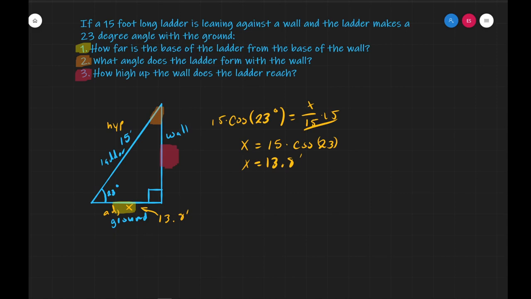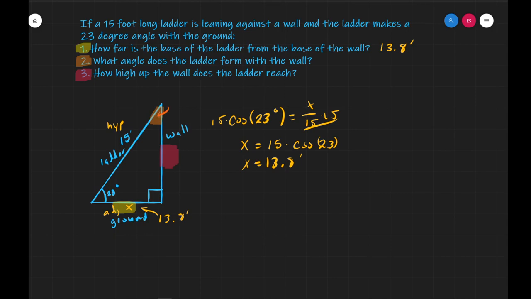Hopefully this makes sense: 23 degrees is not a very large angle, so this triangle is not really drawn to scale at all. At 23 degrees, it's laying really flat. So if I made a better picture, the ladder would be reaching out farther from the base of the wall than it goes up the wall. So our answer for how far the base of the ladder is from the base of the wall is 13.8 feet.